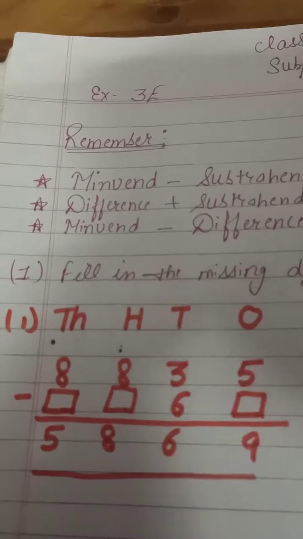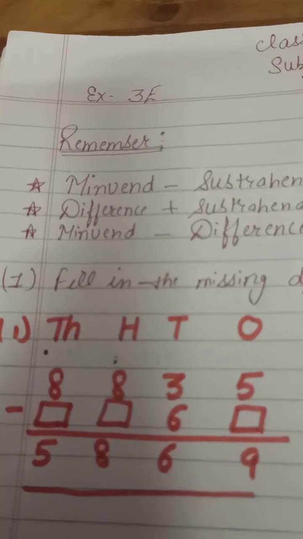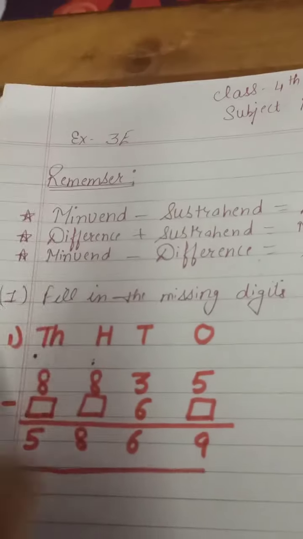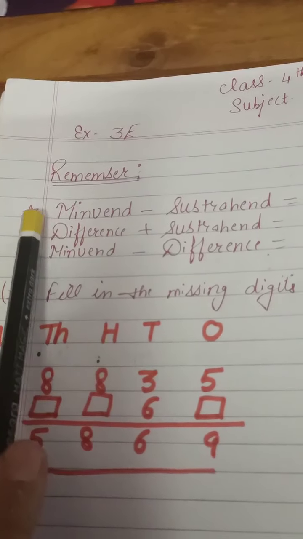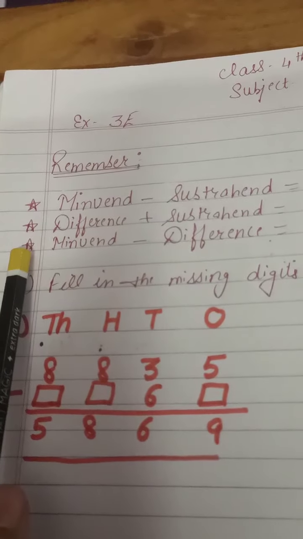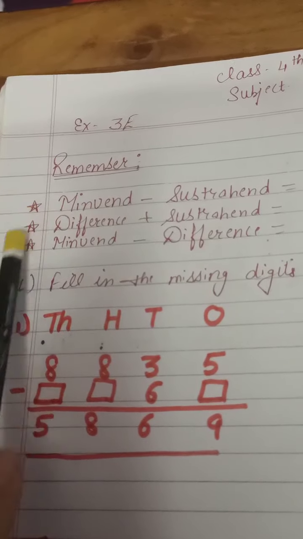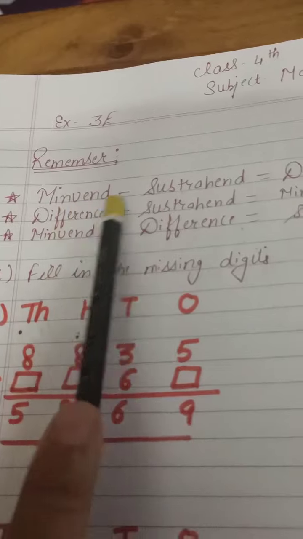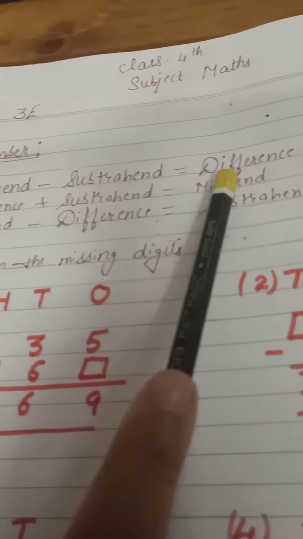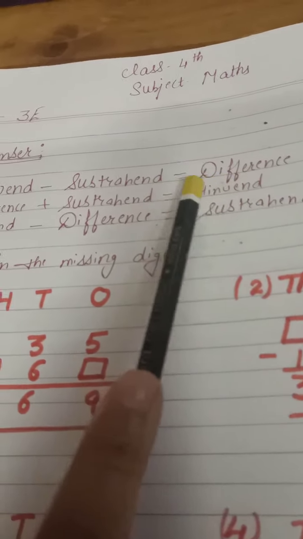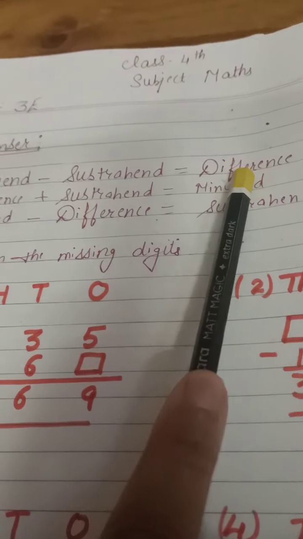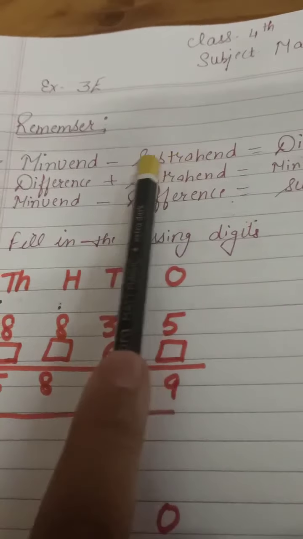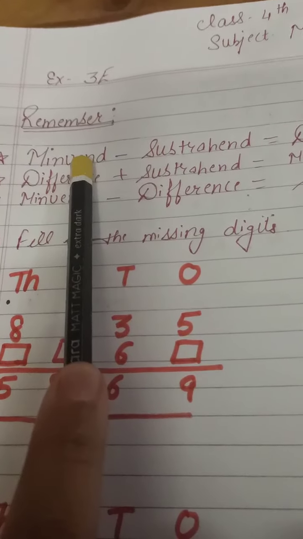Student, in last class we have completed exercise 3D. Today we are going to start exercise 3E. Student, I have written 3 points here. You have to remember these 3 points. Point number 1, minuend minus subtrahend equal to difference. Student, to find a missing difference, we subtract the subtrahend from the minuend.